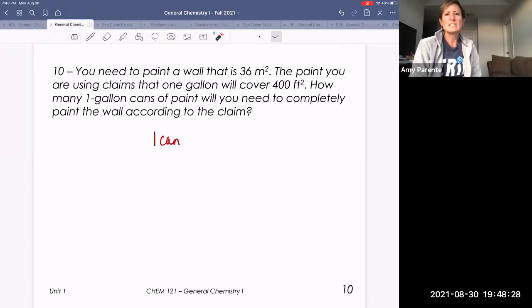So you need to paint a wall that has an area of 36 square meters. The paint you are using claims that 1 gallon covers 400 square feet. How many 1 gallon cans of paint will you need to completely paint the wall according to that claim?